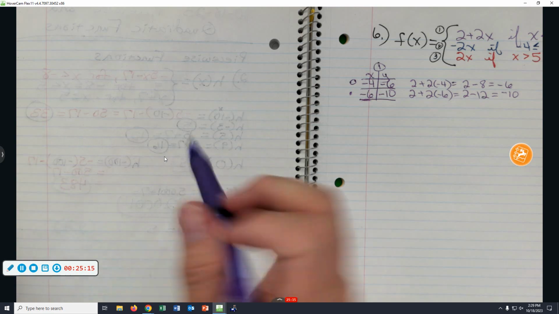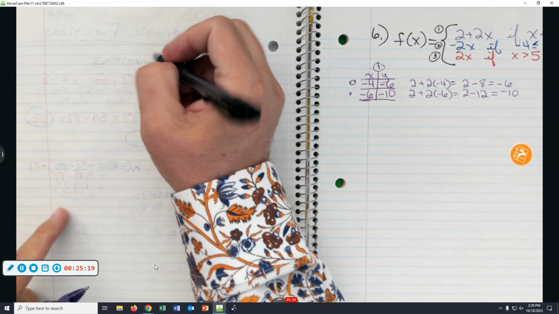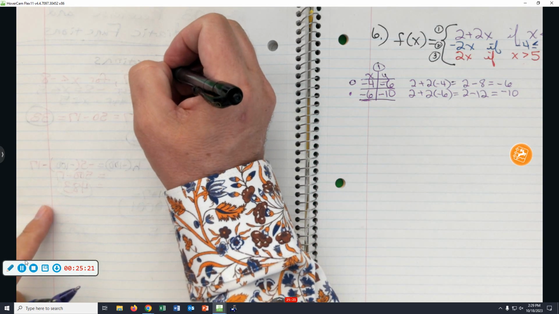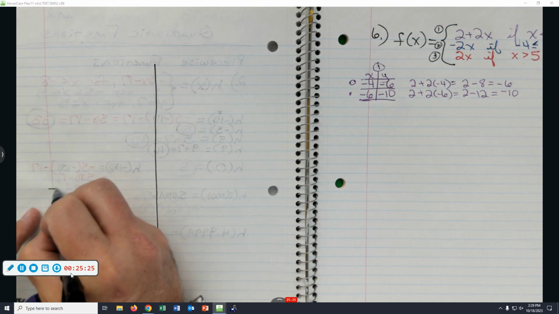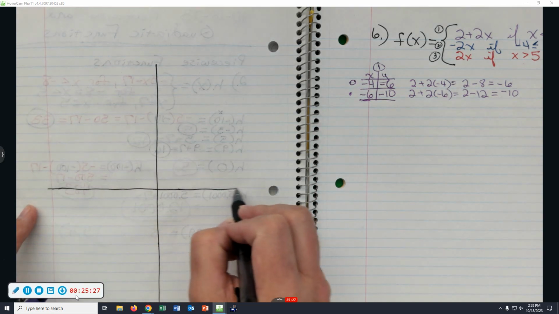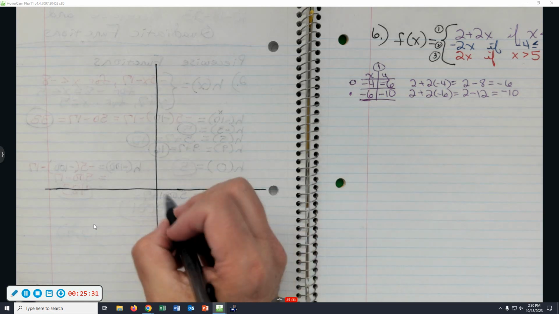Oh, and by the way, we didn't comment, but this is a piecewise function. There's not a graphing tool built into this class, so these graphs are going to be multiple choice.